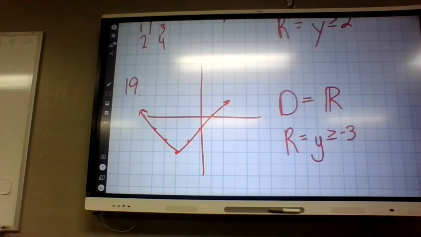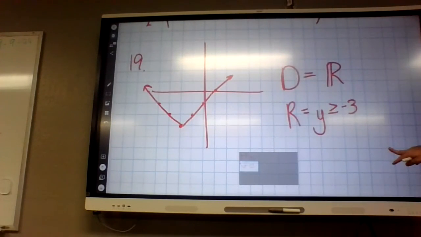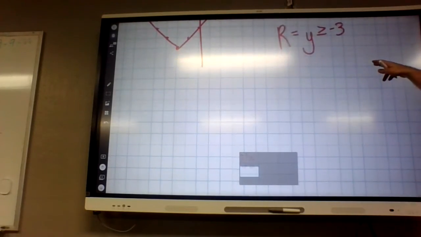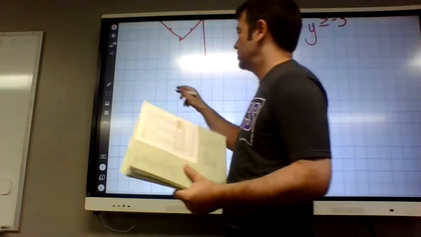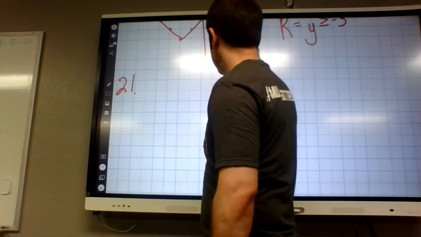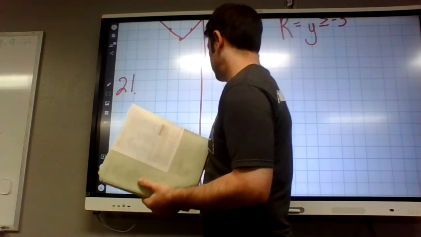Alright. The piecewise function. What's that? These are going to be some doozies. Oh, okay. 21. Thankfully, there's just 3 of them. Yep. That's 3 more than I need.